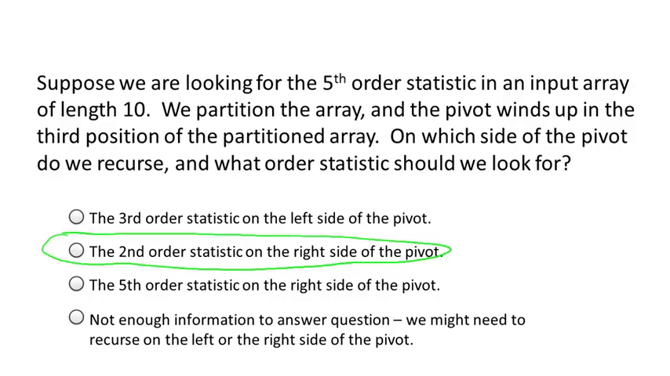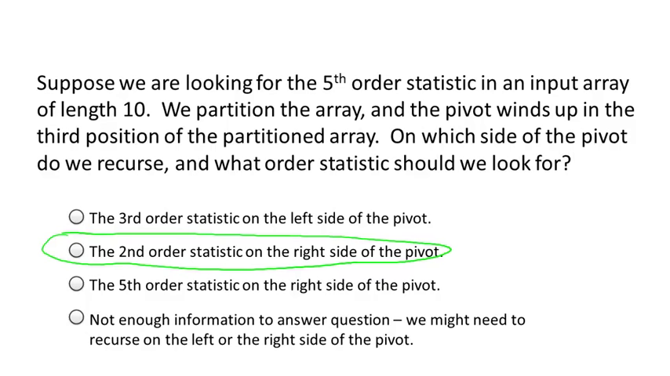So why is that? Well, first, why do we recurse on the right side of the array? By assumption, we have this array with 10 elements. We choose the pivot. We do partitioning. Remember, the pivot winds up in its rightful position. That's what partitioning does. So if the pivot winds up in the third position, we know it's the third smallest element in the array.